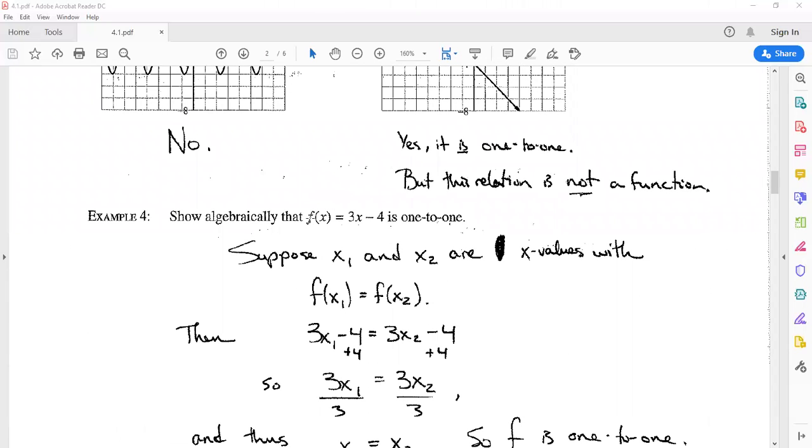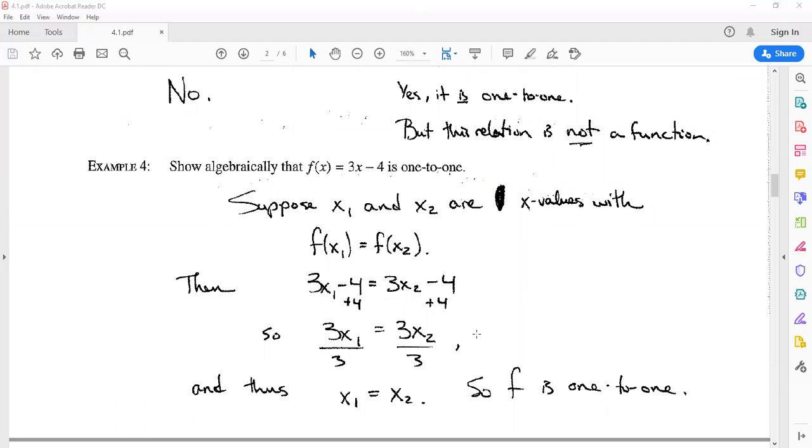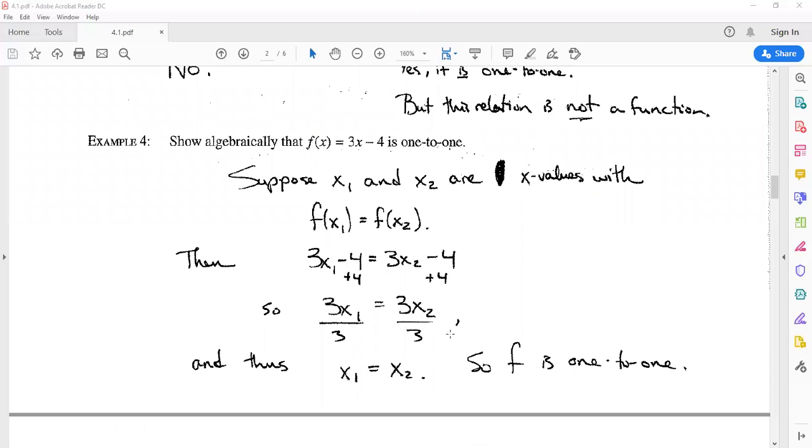So here we have f of x is 3x minus 4. So let's suppose x1 and x2 are possibly two different x values that satisfy f of x1 equals f of x2. Well, then that means that 3x1 minus 4 equals 3x2 minus 4. Okay, but then you can add 4 to both sides, and we get 3x1 equals 3x2, and then we can divide both sides by 3, and voila, x1 equals x2. So f is one-to-one. So this is how you show it algebraically.